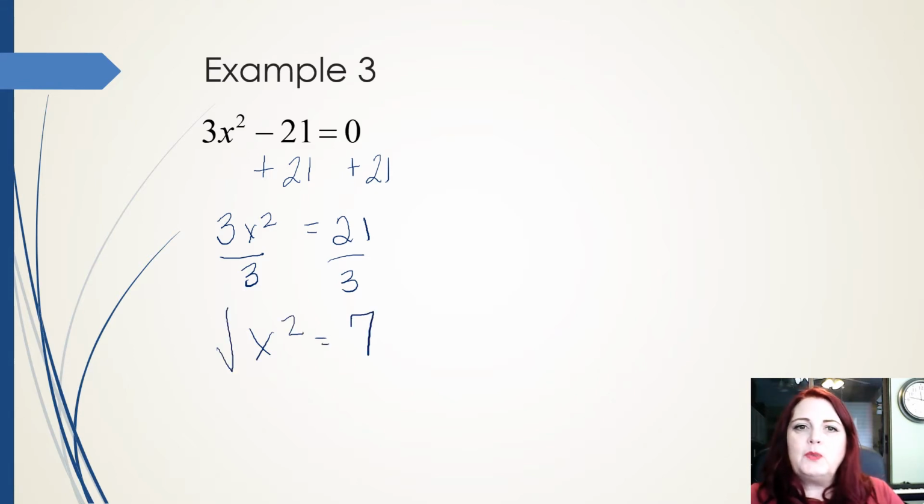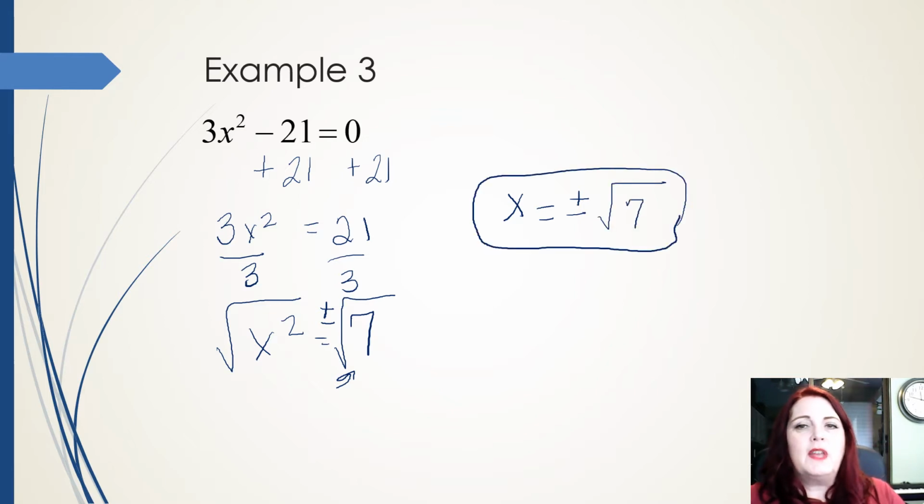When we take the square root of each side, the square root property says that this side has to have a plus or minus on it. So I'm going to say that x is equal to plus or minus the square root of 7. We're going to keep it as a radical because that is a more exact answer.